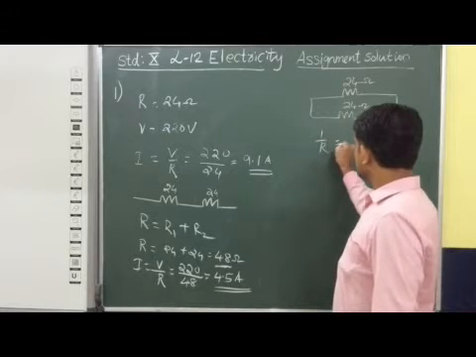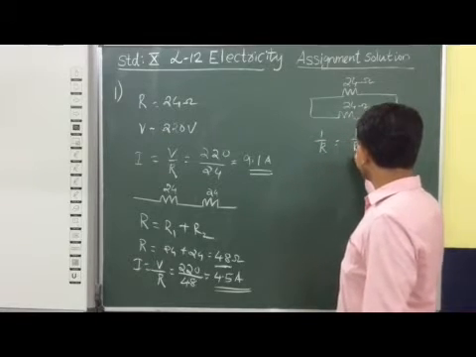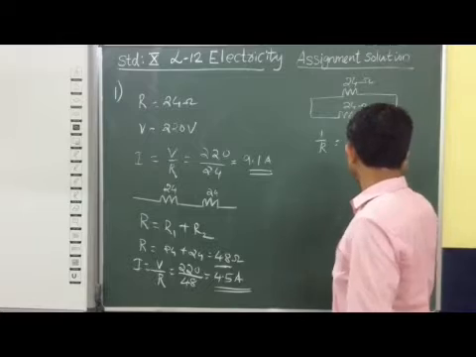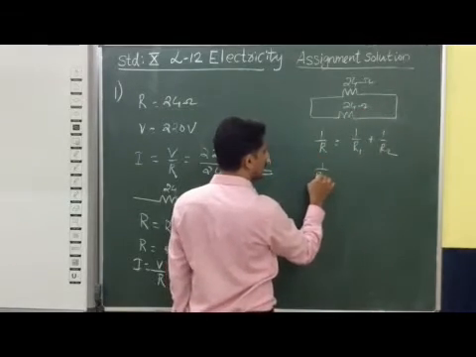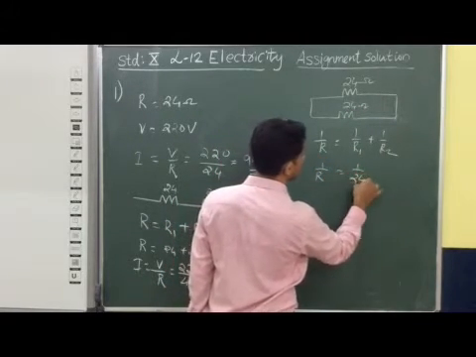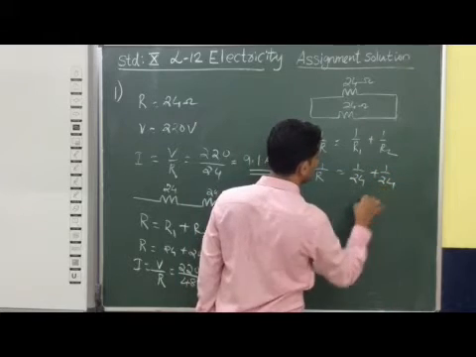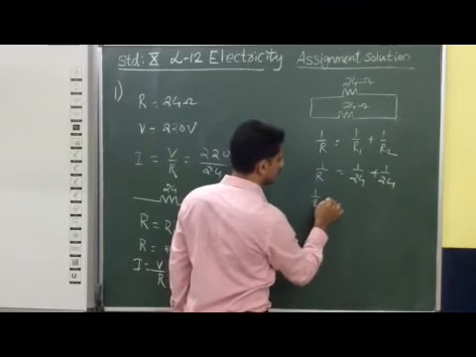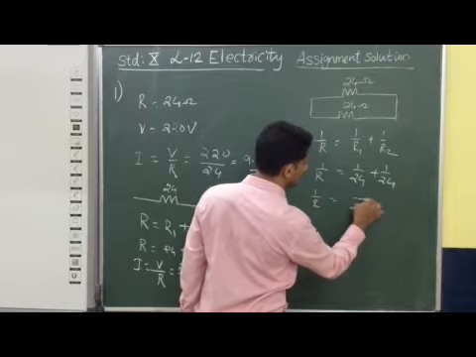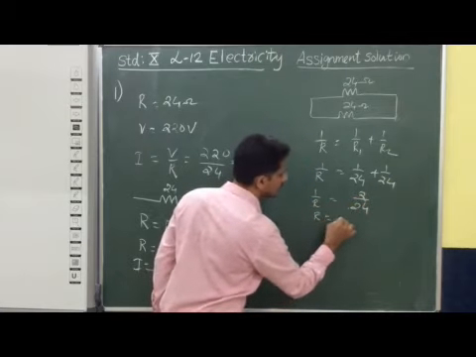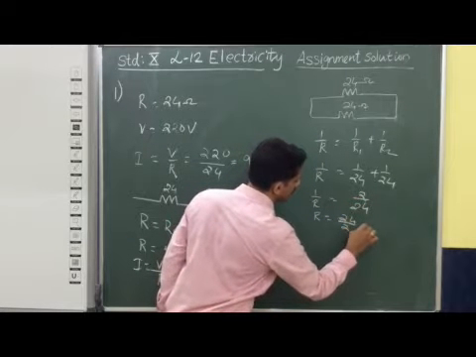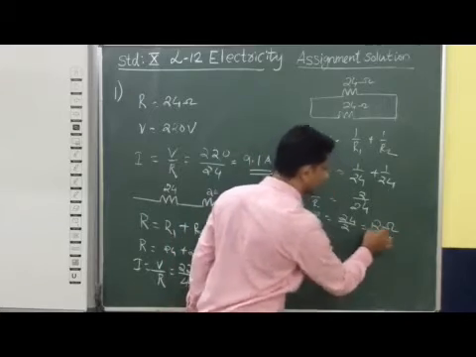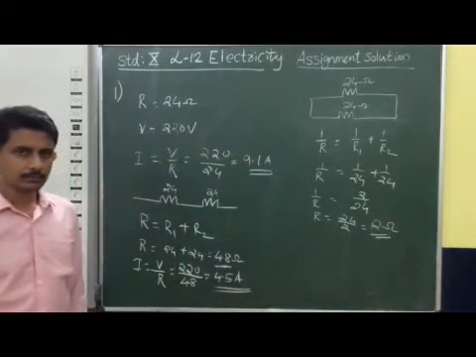So we know in this case the resistance is calculated as 1 by R is equal to 1 by R1 plus 1 by R2. That means 1 by R is equal to 1 by 24 plus 1 by 24. So 1 by R is equal to, taking the LCM 24, that means 2 by 24. R is equal to 24 by 2. That means 12 ohm is the effective resistance of this combination.